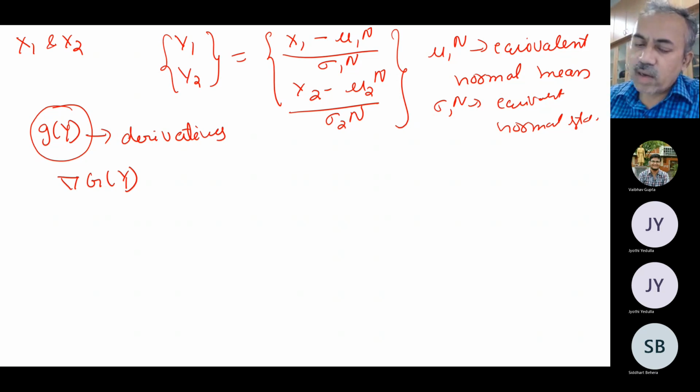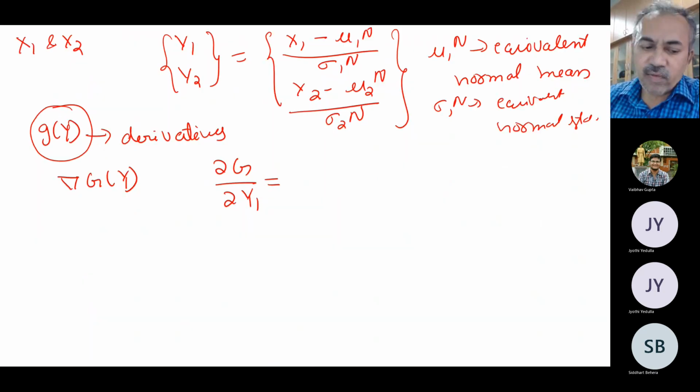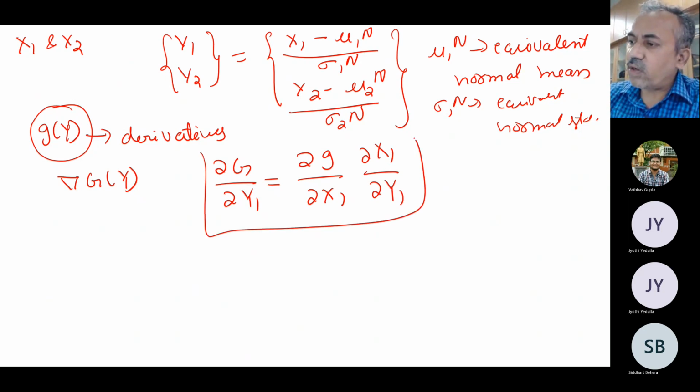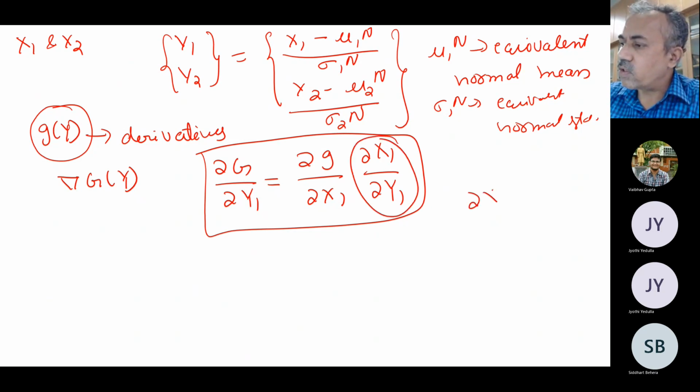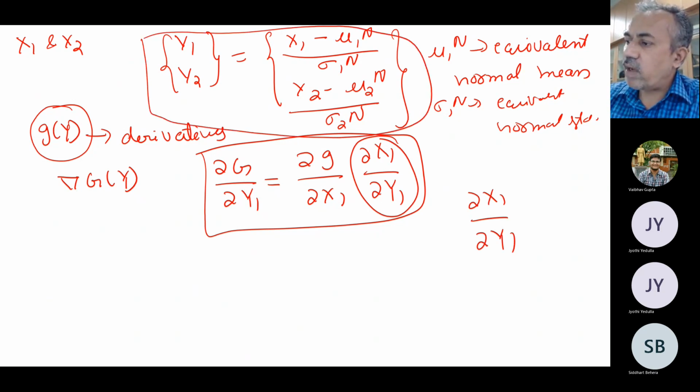Here, originally, you have to use the perturbation method itself. So dou g by dou y1 has to be calculated. Your original performance function is in terms of x, and now x has been transformed to y. If you want to calculate dou g by dou y1, it is dou g by dou x1 multiplied by dou x1 by dou y1. This derivation follows the chain rule of differentiation. Now what is dou x1 by dou y1? See this expression and tell me what is the derivative of dou x1 by dou y1.